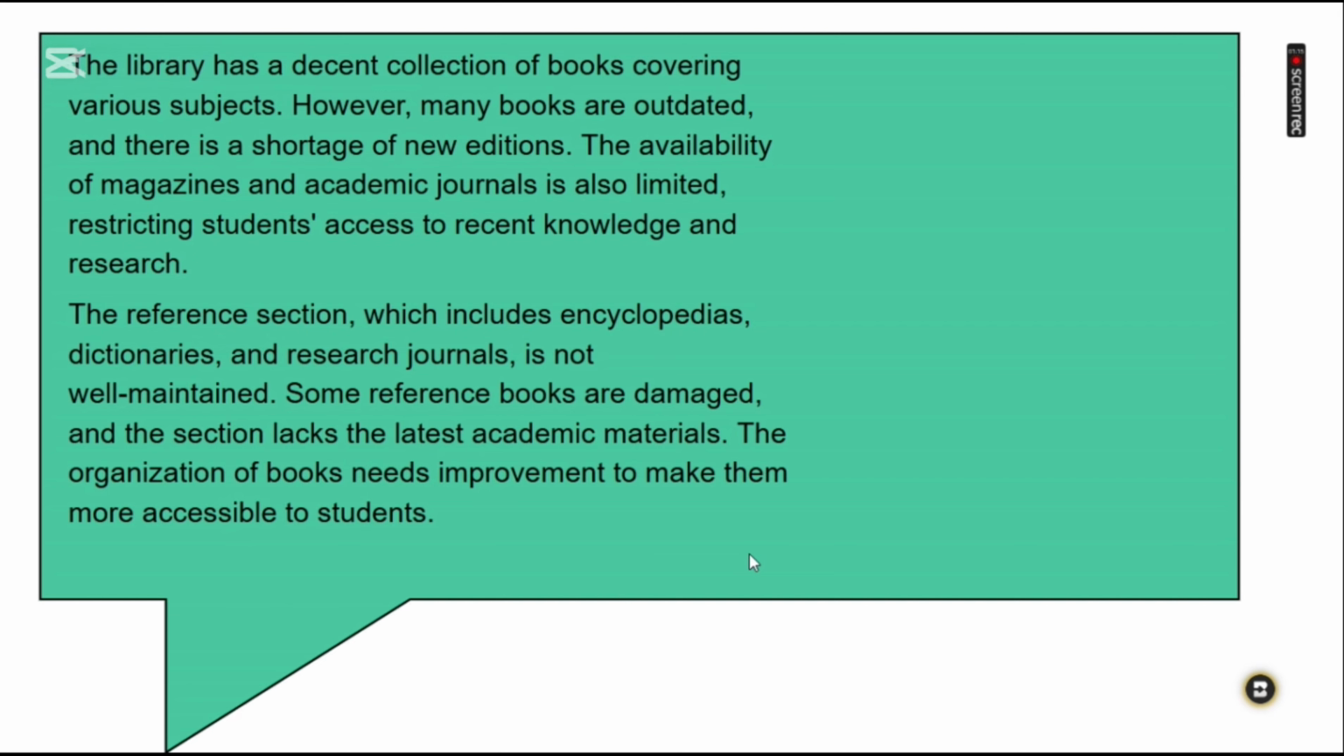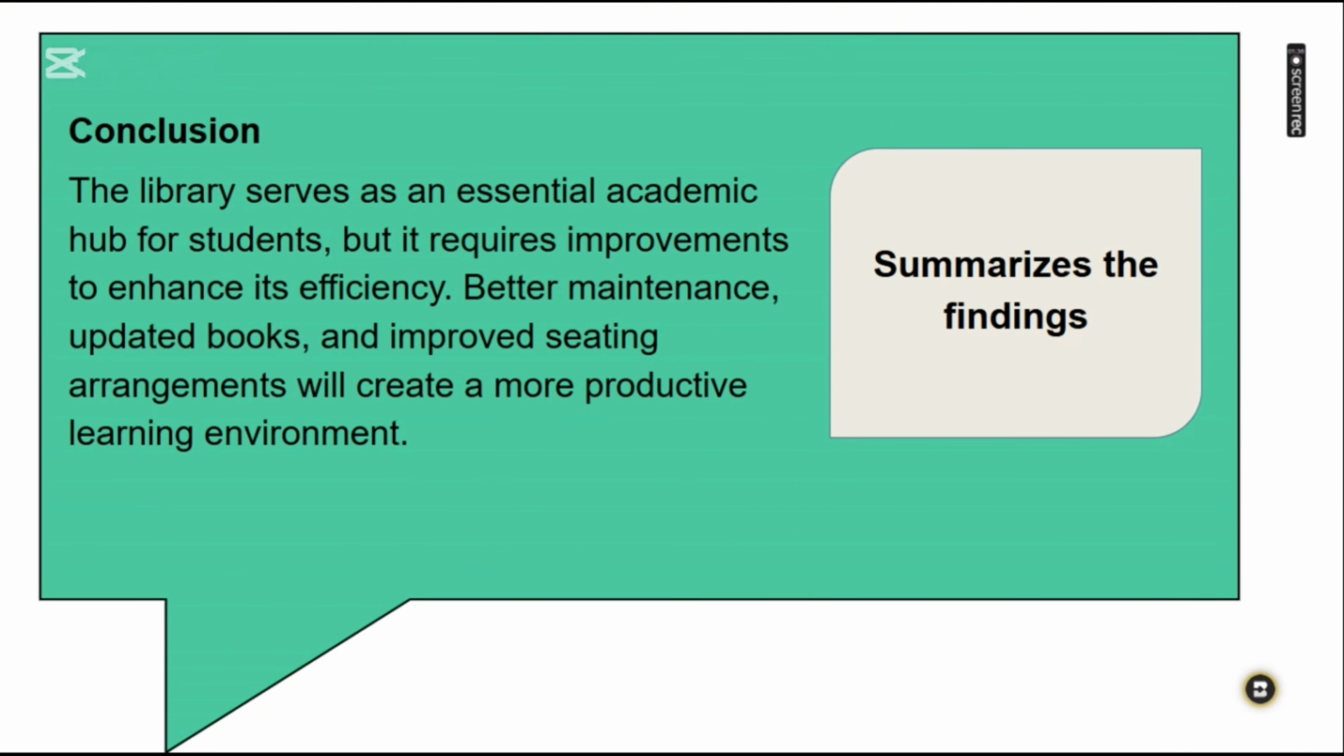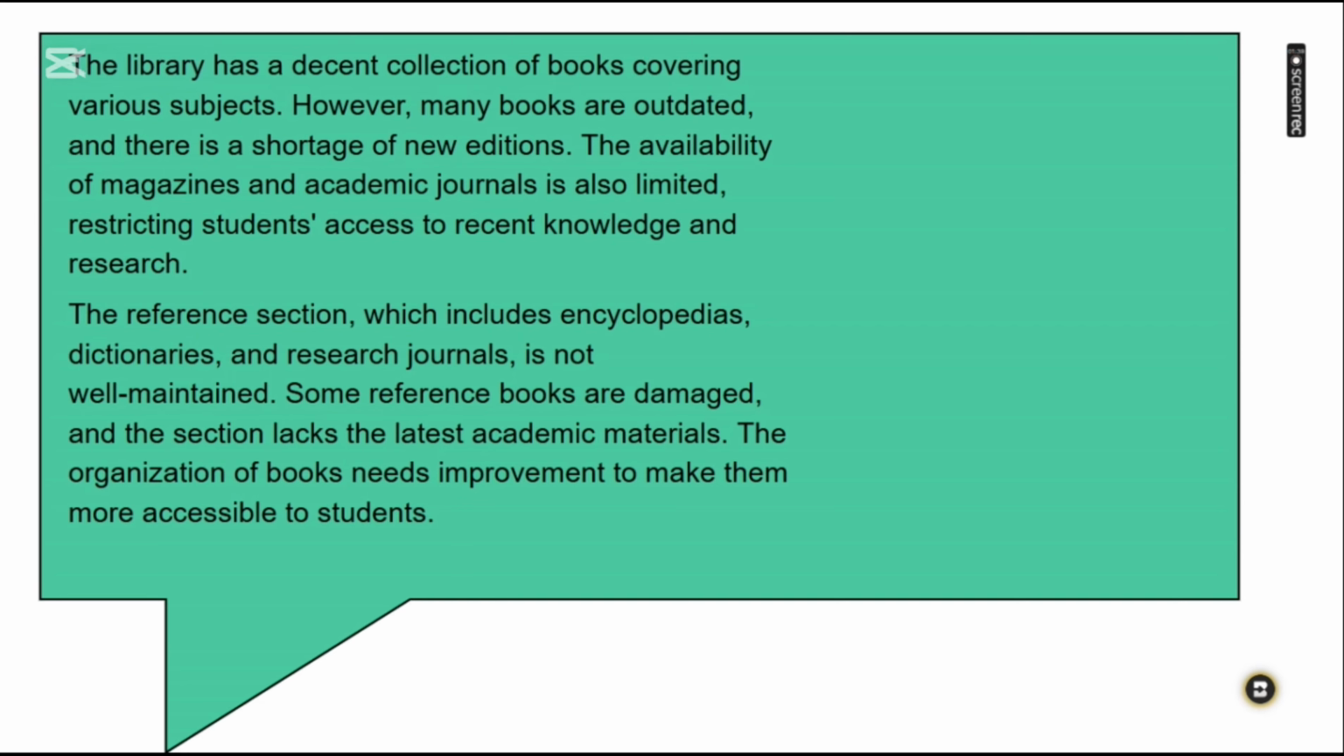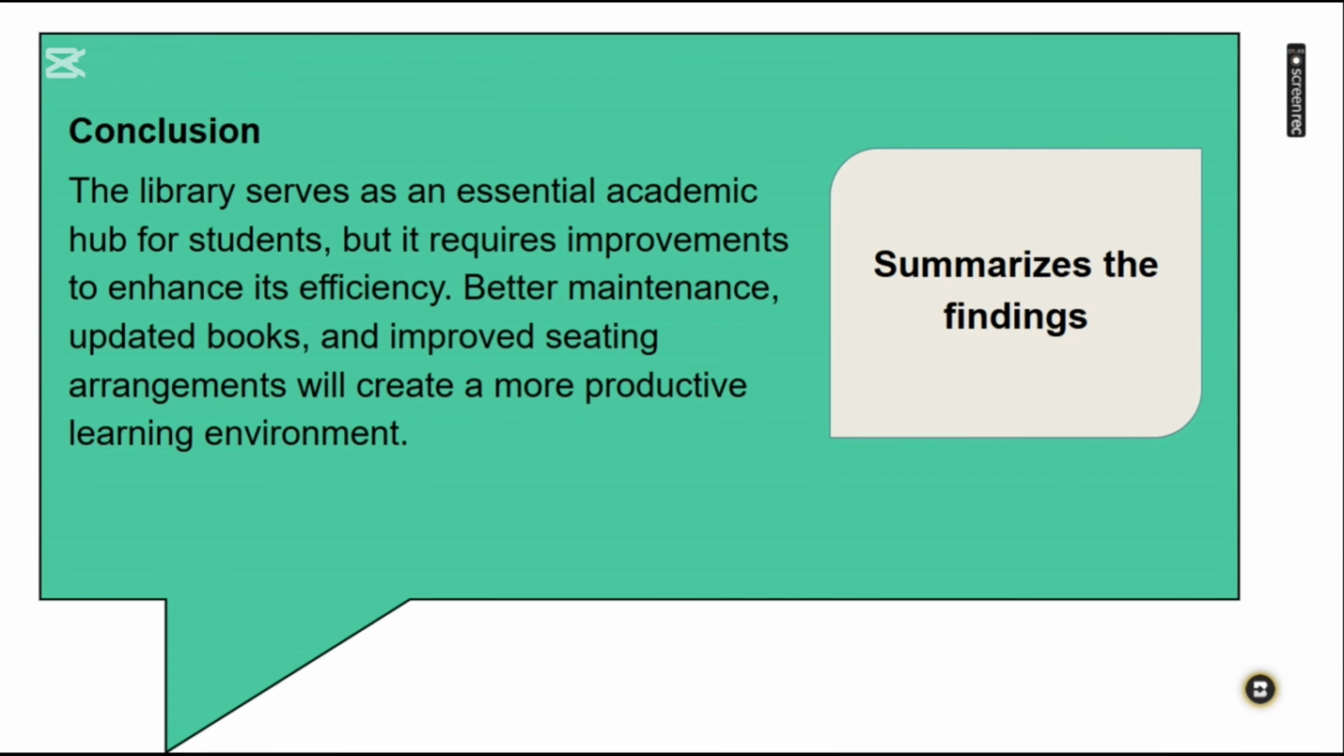Once you have talked about this, then comes the third point, which is about the reference section. We have to talk about the dictionaries, encyclopedias, and the academic journals, because the reference section contains important books, but you can mention that some of them are old and worn out, so there is a need for updated material, and also the organization of books needs improvements. So that's how we have created our body of the report in three to four paragraphs, addressing different points in each paragraph. Then comes the conclusion.